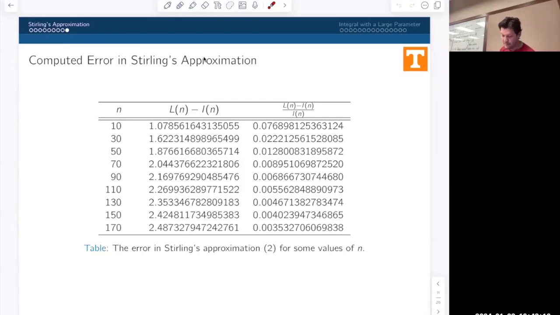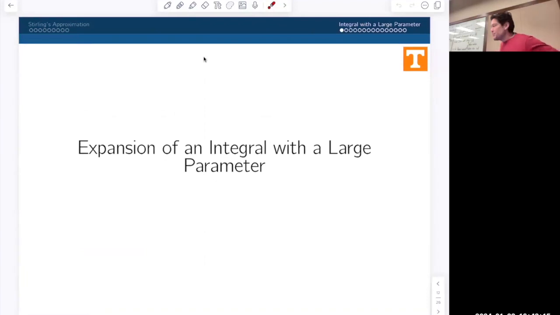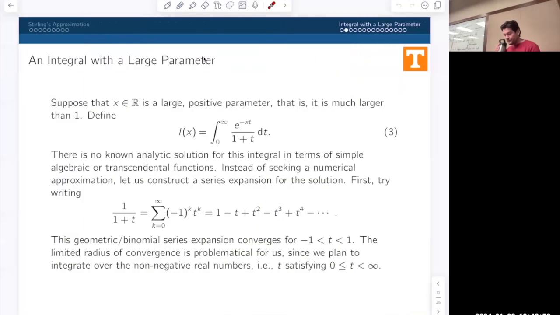Okay, let's move on to another approximation that we want to do. Another big class of problems that we're going to be working on in this course are integrals with a large parameter, such that as this parameter gets larger and larger, we're going to be interested in the integral for very large values of this parameter. You might say, well, why not just stick in a very large parameter and compute the integral and be done with it? We want an analytic expression for the answer in terms of this large parameter, but which may only be valid for large values of the parameter, okay? So let me try to make that clear through an example.